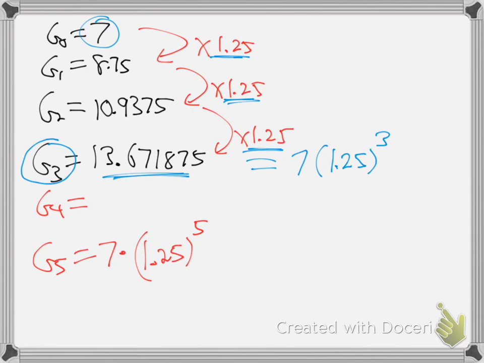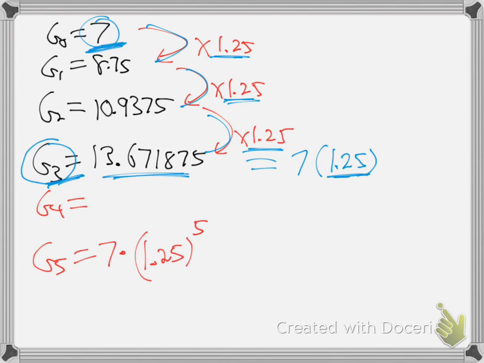Does everybody see that? The way we get G3, what did we do? We started with 7 and we go times 1.25, times 1.25, times 1.25. Right? 3 times. Once, twice, 3 times to get to G3. We started all this with the number 7. To get to G3, you had to multiply 1.25 3 times.